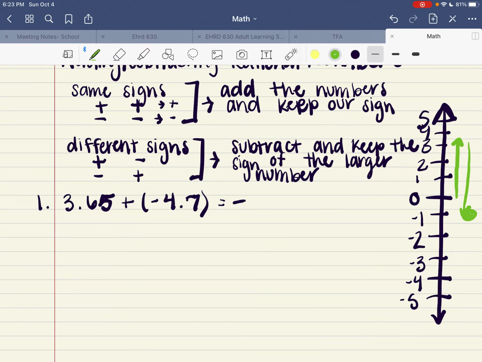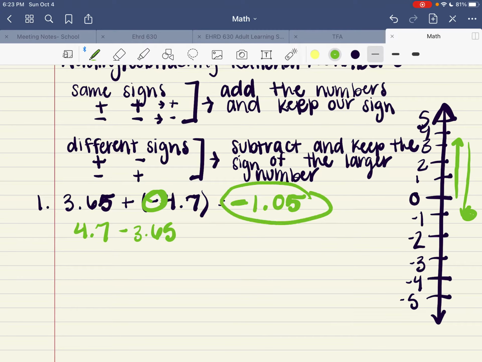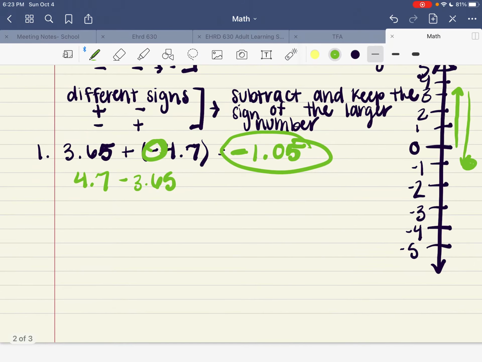So now what I'm going to do is subtract. So I have 4.7 minus 3.65. I'm just going to enter that in my calculator, 4.7 minus 3.65. And that gives me 1.05. So we already said this was negative because we're keeping the sign of our larger number, and 4.7 is bigger. And we kind of did this number line just to check what our work should look like. So I said it should be around -1, and my answer right here is right around -1, so I would say we were correct.